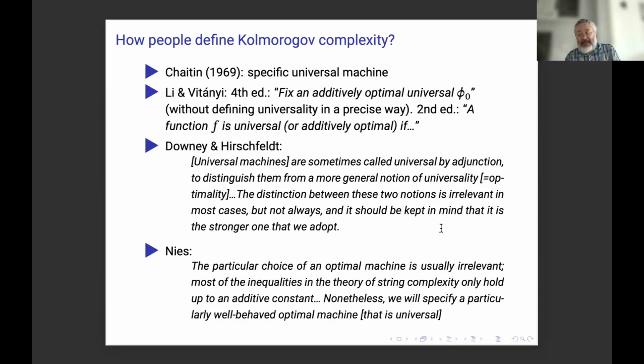And they say that usually it's not important which machine we consider, but if we want to have some particularly well-behaved optimal machine, and this machine is universal. So it's a bit strange. And again, I haven't seen Andreas since then, and I should ask what he really means here.